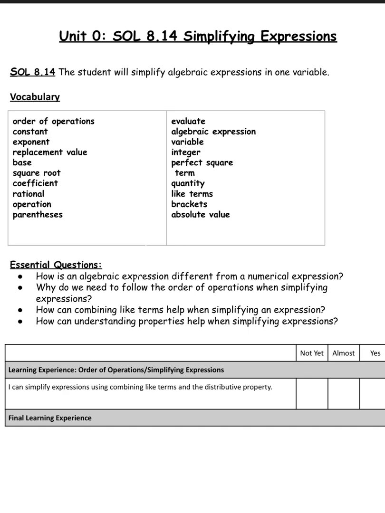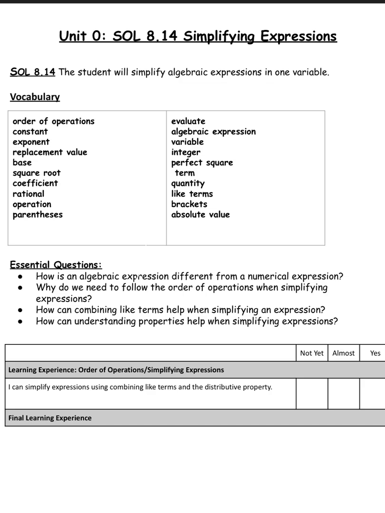Order of operations, constant, exponent, replacement values, base, square root, coefficient, rational operation, parentheses, evaluate algebraic expression, variable, integer, perfect square term, quantity, like term, brackets, and absolute value. So here's some keywords that we will be using not only in this lesson, but throughout our Algebra 1 year.